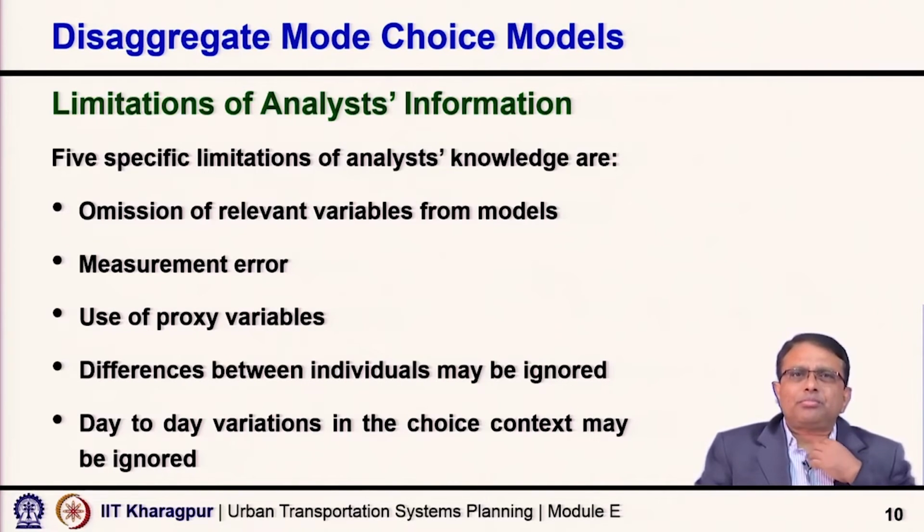Then, differences between individuals may be ignored, right. Even with the same characteristics, individuals are not the same, let us accept that. Whatever characteristic you say, people with the same height, same weight, same education, same income, are they then the same? Still they are not the same, there will be variability. Also, it could be day to day variations of the choice context.